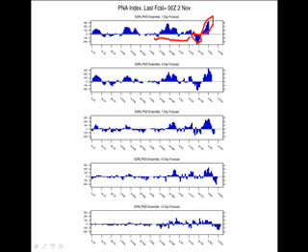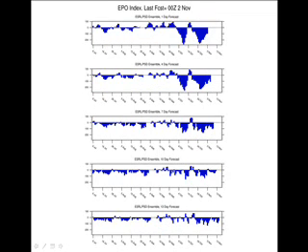Here's the EPO. Again, this is ridging over Alaska, northwest Canada. As you can see, it's been negative quite a bit this fall, especially in October. That has again helped to the colder than normal temperatures over the eastern U.S. Good signs for the winter.